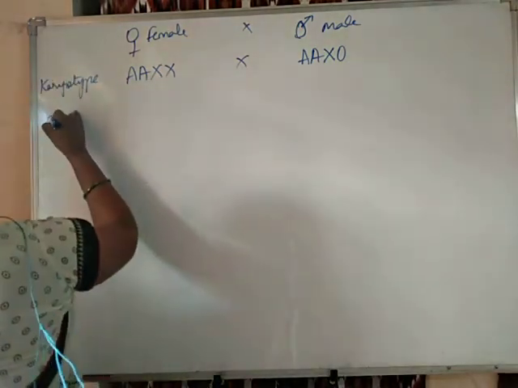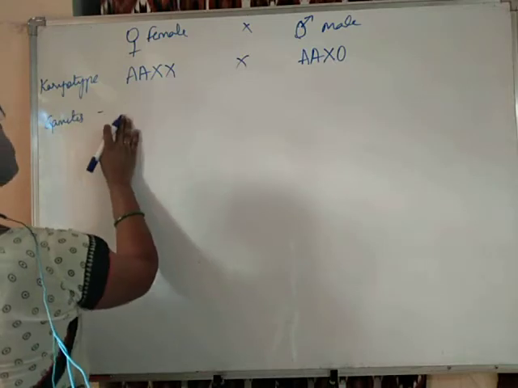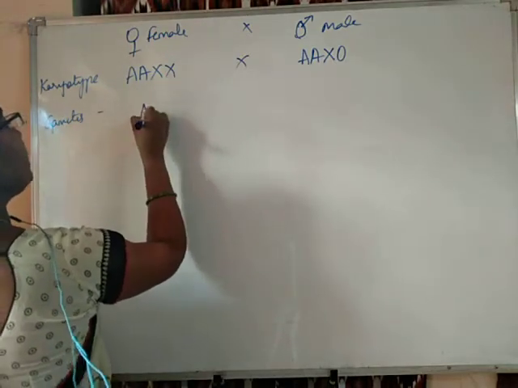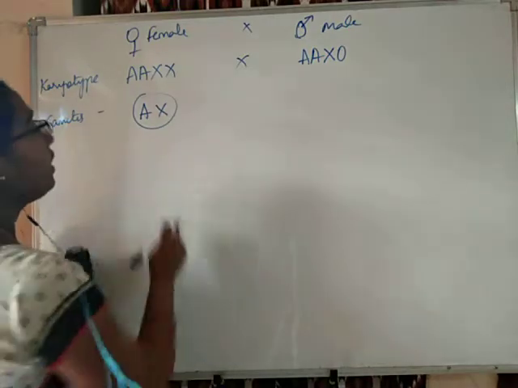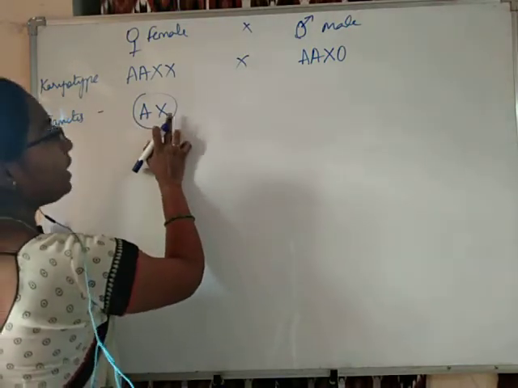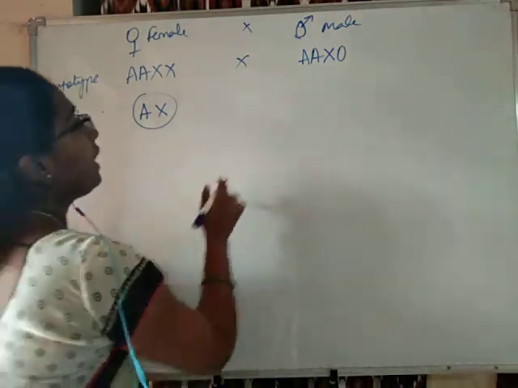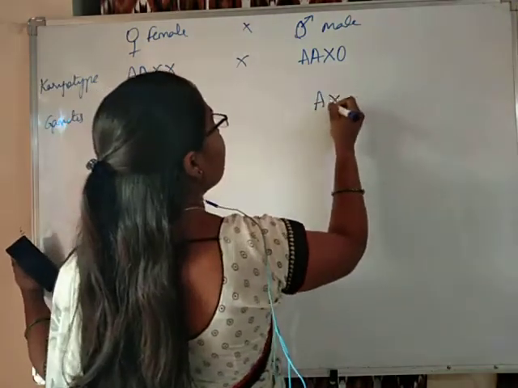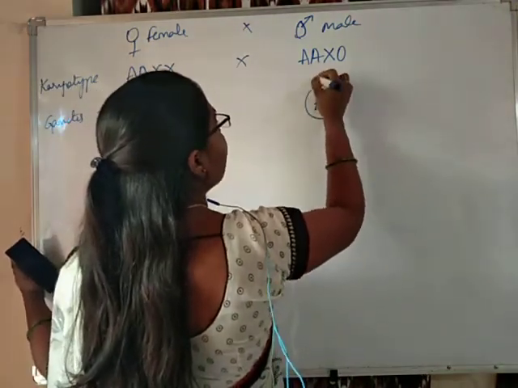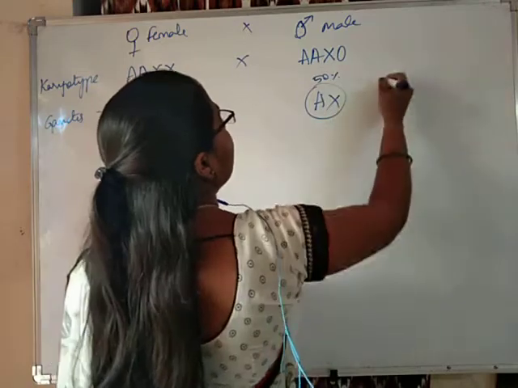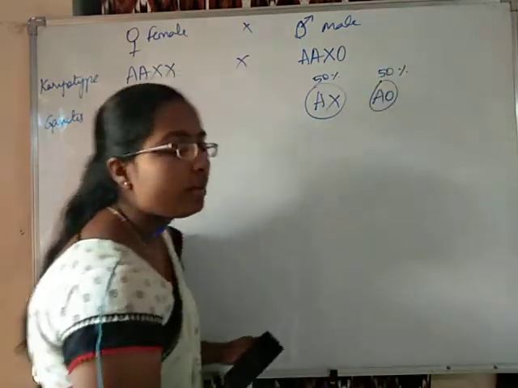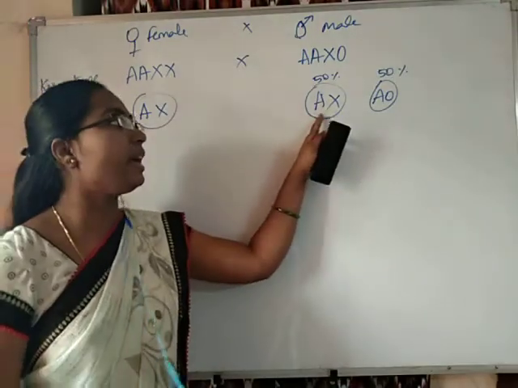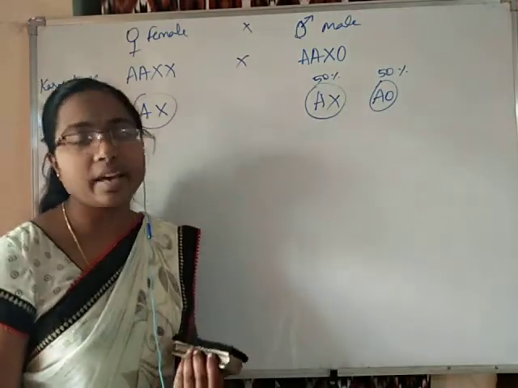So coming to the type of gametes produced. All the gametes in females contain 1A, 1X. Okay, only one type of gametes, all gametes will be AX only. Whereas in males, 50% of the gametes will be AX and the remaining 50% of the gametes will be AO.